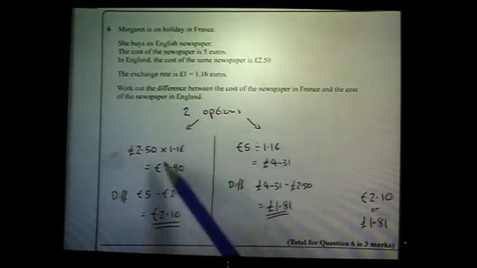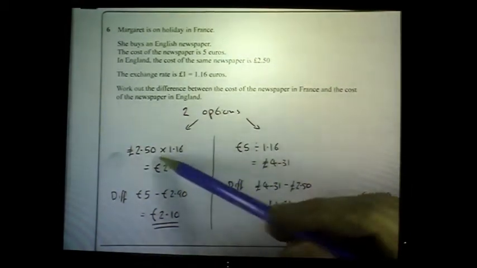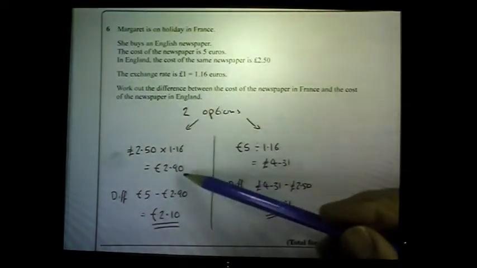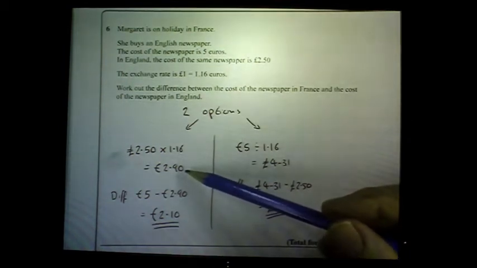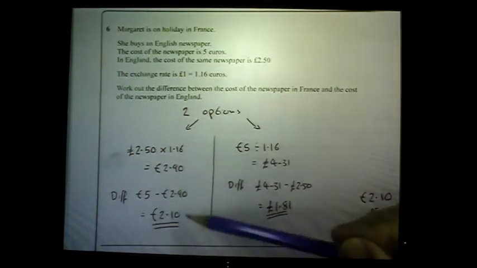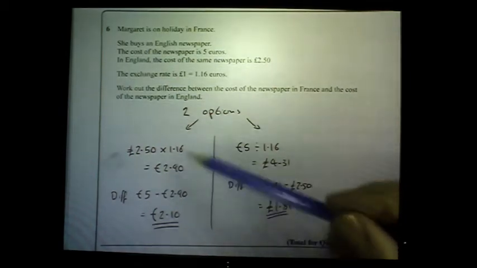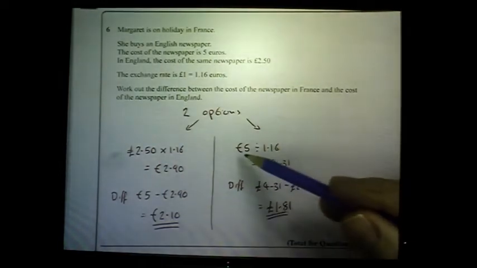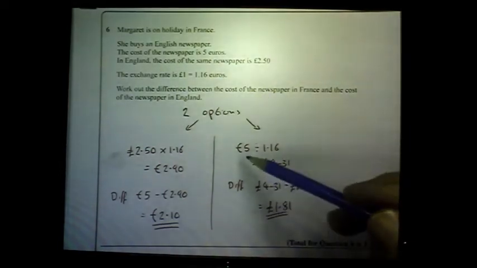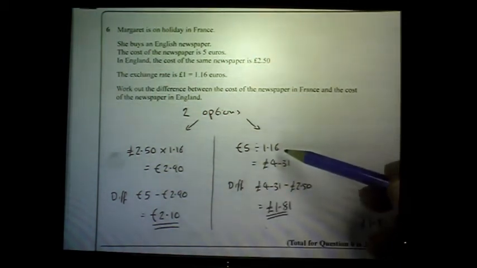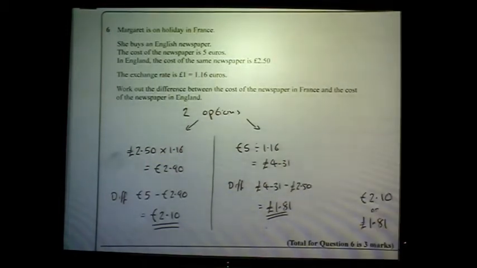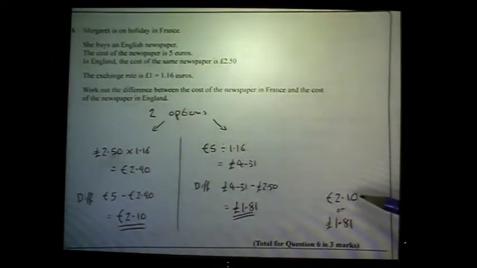Right, 2 ways, I'll go through each one. I've converted £2.50 into euros. You do that by multiplying by 1.16, so it's €2.90. So it will cost €2.90 in this country, €5 in France. The difference is €2.10. That will get you the 3 marks. Or you can convert the €5, which is what it costs in France, into pounds. So you divide by 1.16, that gives you £4.31, and the difference in price is £1.81. So you've got to give the €2.10 or the £1.81.